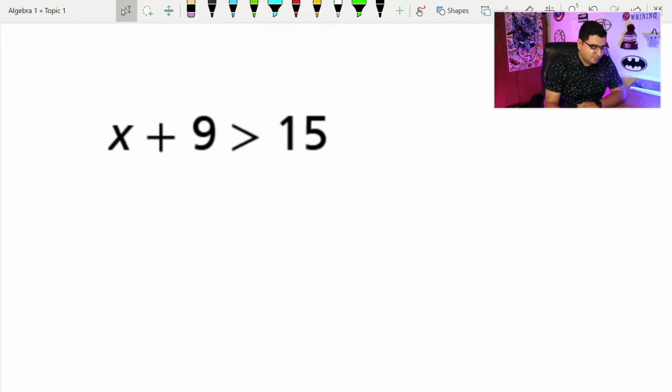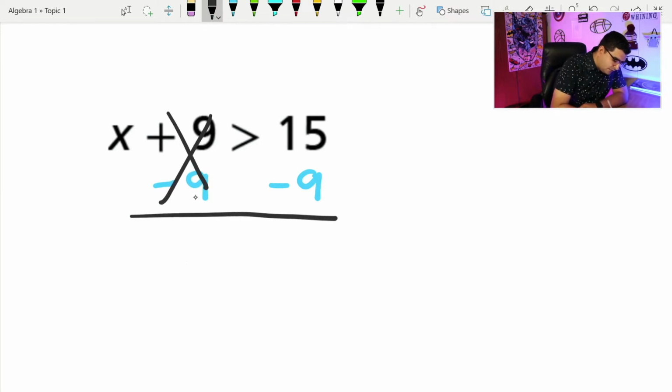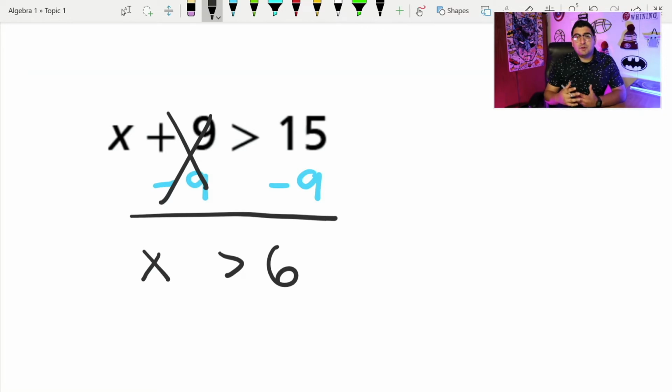So here I have x plus 9 is greater than 15. The first thing I want to do for this problem is subtract 9 from both sides. I'm left with x, the 9's cancel out, is greater than 15 minus 9, which is just 6. So we've solved this inequality, and now the next step would be to graph it.